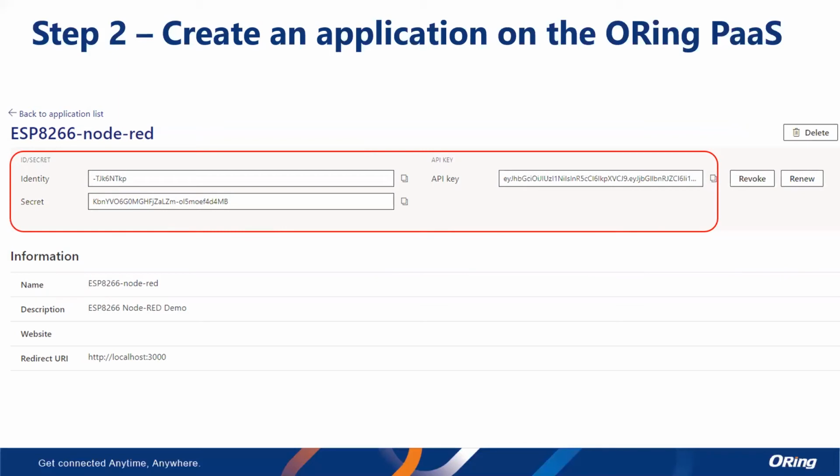You can always revoke or renew this API key for security concerns. If, for example, you are not sure if someone else has access to the cloud platform and could get access to the API key, you can always renew it. However, in this case, we have three values, which are identity, secret, and API key, which later we'll use in our Node-RED node.